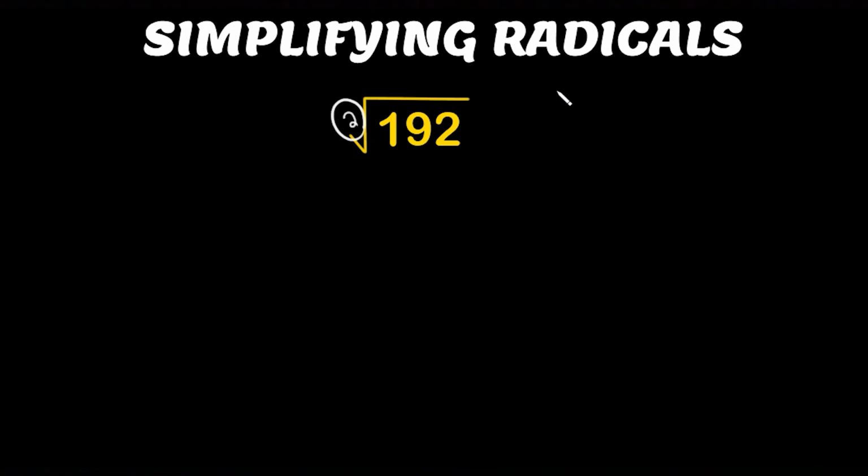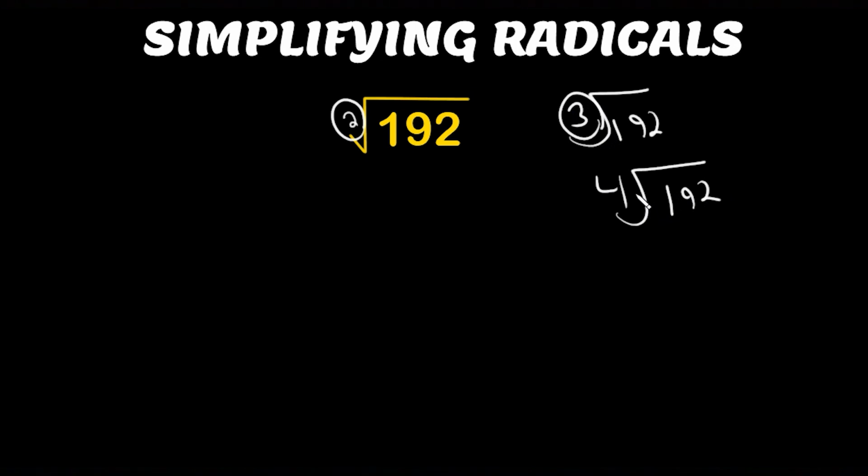Okay, if this was a cubed root, so again, if it was like the cubed root of 192, that's telling me that I need 3 of the same thing in order to pull it out. Or if I had a 4th root of 192, that means I need 4 of the same thing in order to pull it out. Okay, so the index tells you how many you need in order to pull it out from underneath that radical. Okay, so let's go ahead and talk about how we're going to do the problem now.